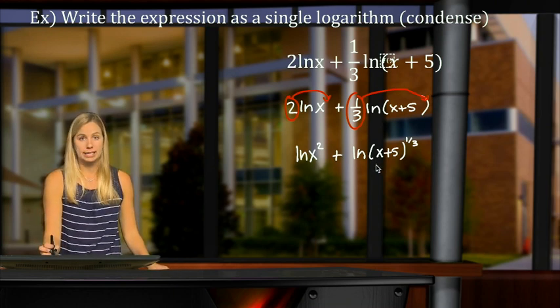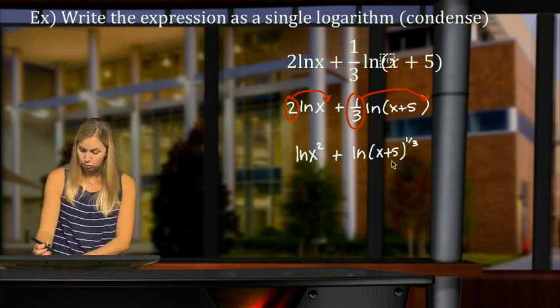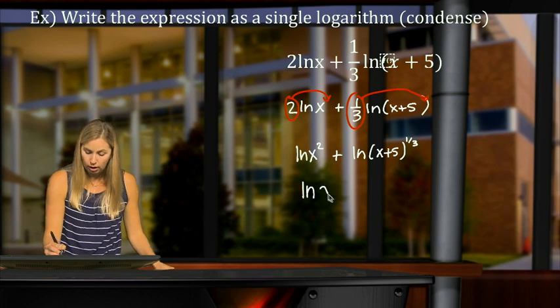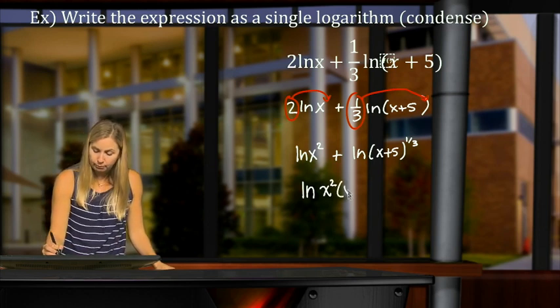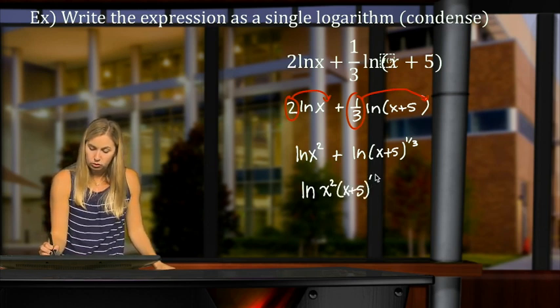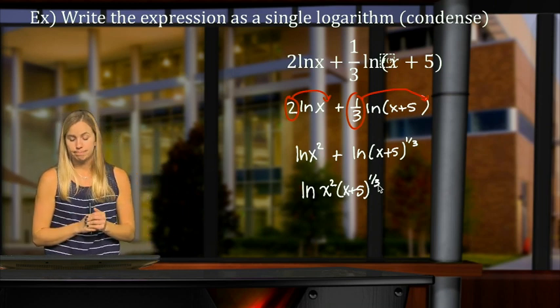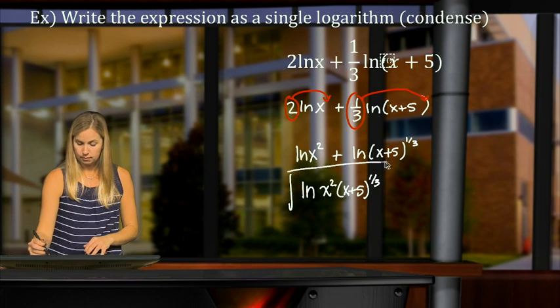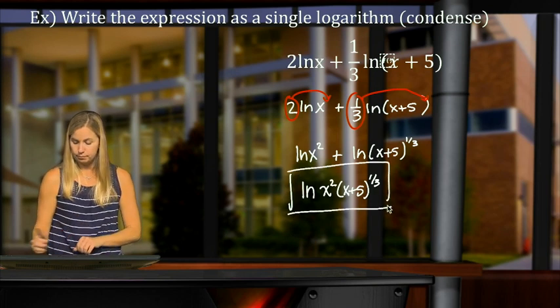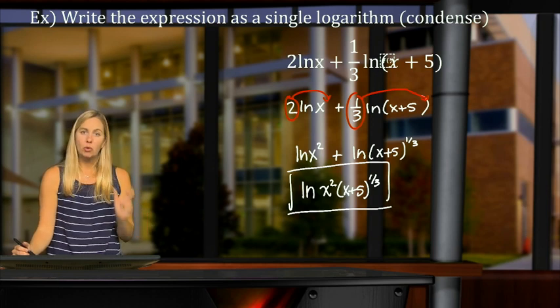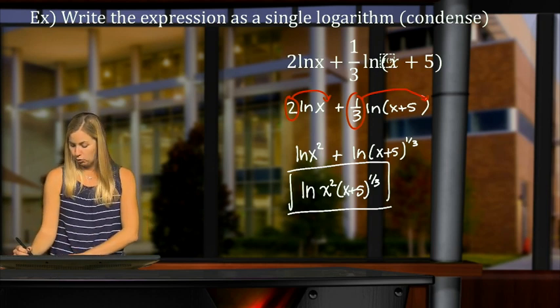Now we want to condense any addition, which are these two, and we condense using multiplication. So this is the natural log of x squared times x plus 5 to the 1/3 power. And you can leave it just like this. So you can see we're starting to add more and more steps into these examples.